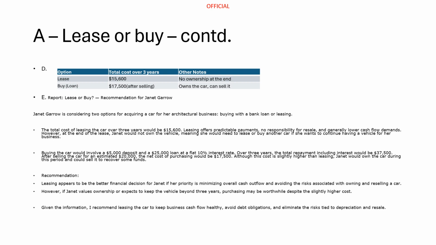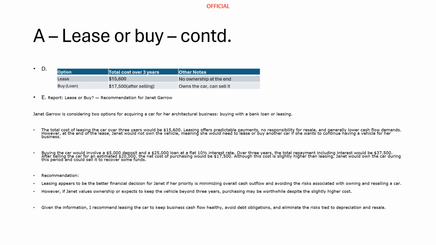So what is the recommendation for Janet? The total cost of leasing the car over 3 years would be $15,600. Leasing offers predictable payments, no responsibility for resale, and generally lower cash flow demands. However, at the end of the lease, Janet would not own the vehicle, meaning she would need to lease or buy another car if she wants to continue having a vehicle for her business.